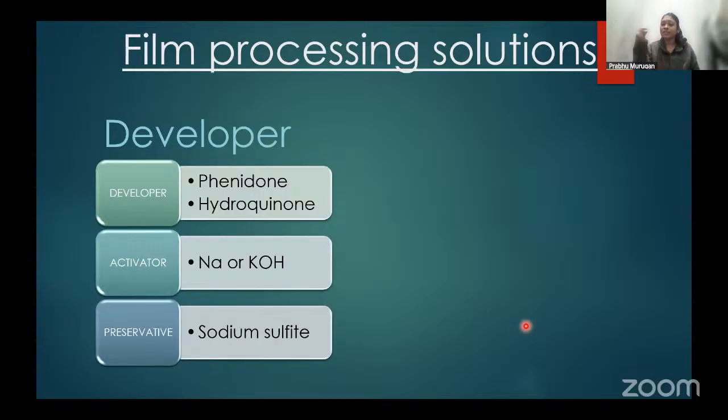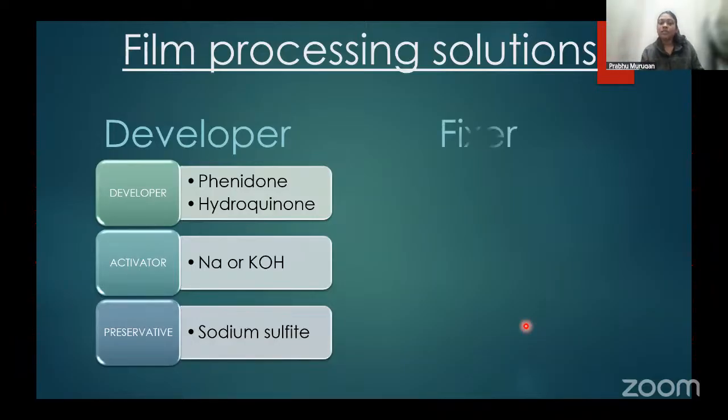If you leave it inside the developer solution for a long time, what will happen? It will become completely black, right? After that, even if you put it in water or in fixer, there's no use at all. The silver halide grains will be developed, nothing will be seen. That is why you have to develop for a particular duration, remove it, place it in the water to remove the undeveloped silver halide crystals. And then the next thing is put it inside the fixer.